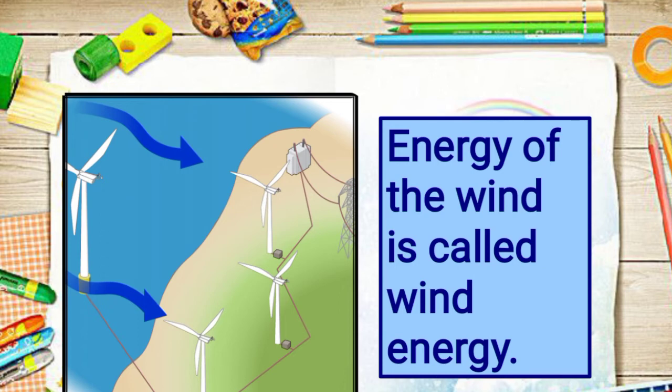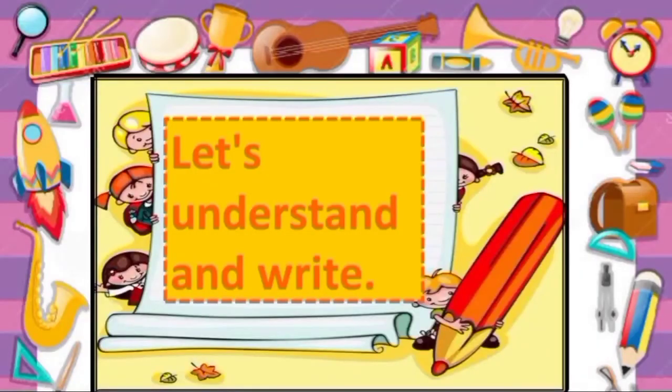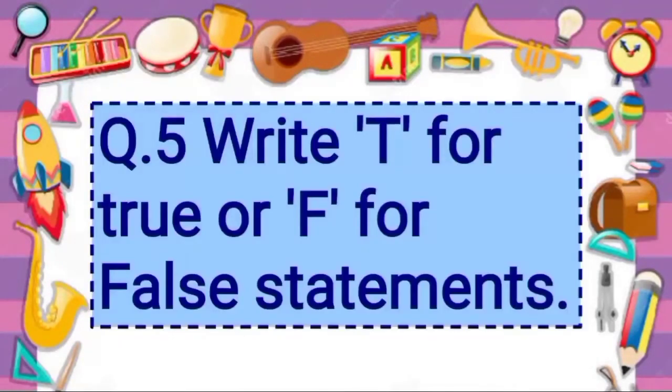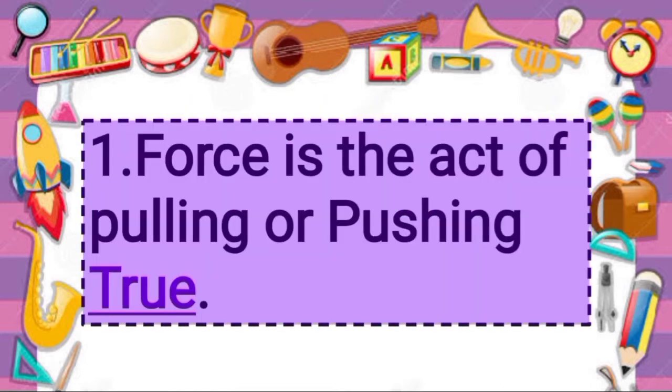So moving air is called wind, and any object that is moving has energy in it. The energy of the wind is called wind energy, which can turn windmills, which in turn can move turbines, and the movement of turbines helps to produce electrical energy. Now let's understand and write in 5. Write T for true or F for false statement.